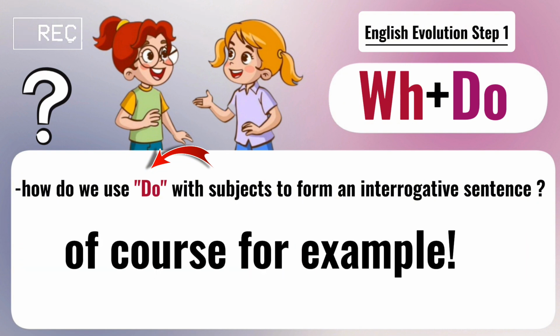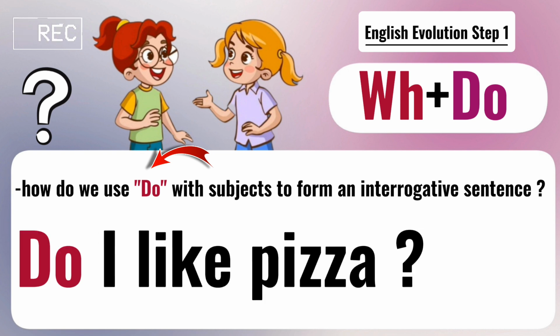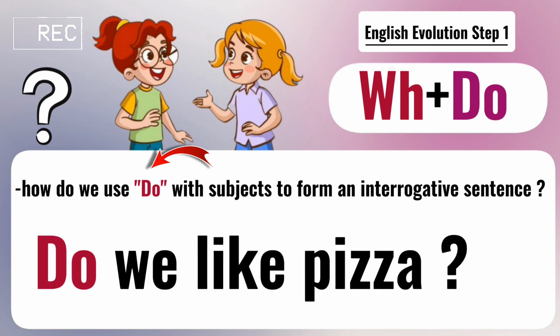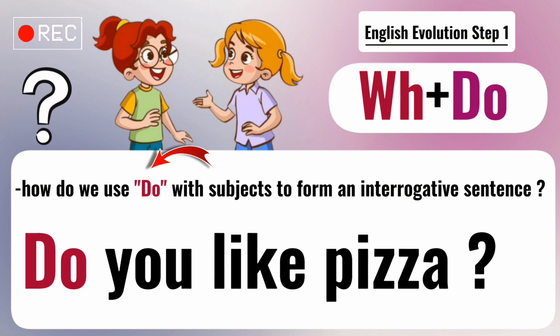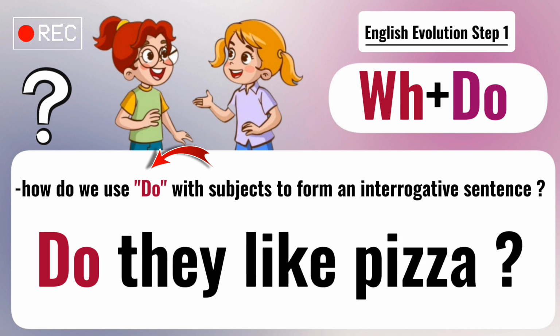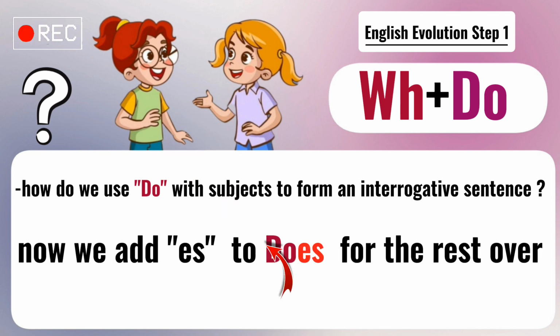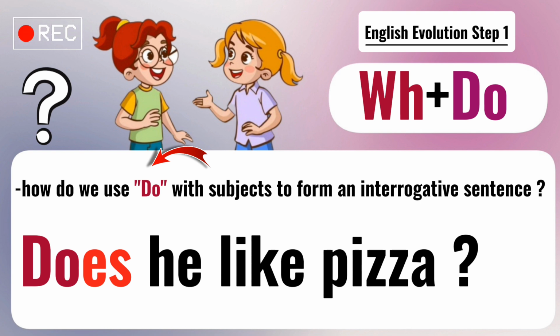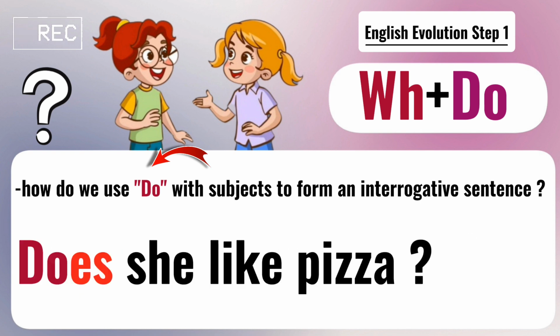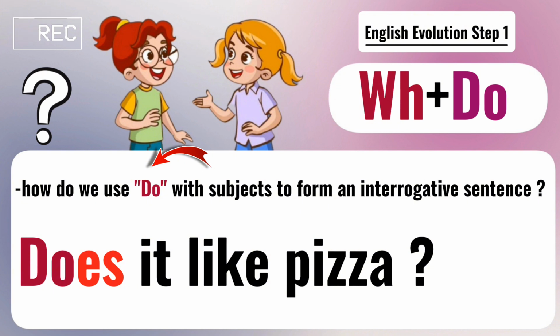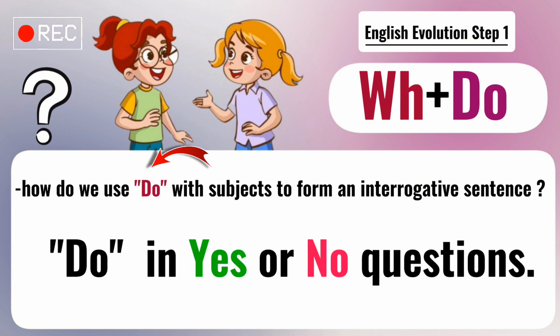Of course. For example, do I like pizza? Do we like pizza? Do you like pizza? Do they like pizza? Now, we add es to do for the rest. Like this. Does he like pizza? Does she like pizza? Does it like pizza? This is how to use do to form yes or no questions in simple present.